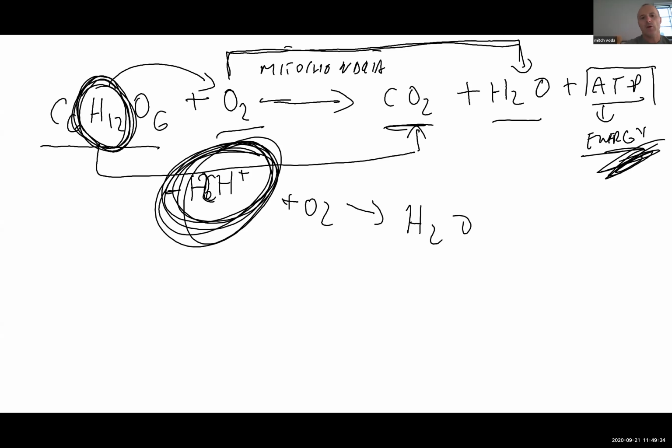Now, as glucose turns into carbon dioxide, it's losing hydrogen and electrons, and the process is called oxidation. So basically, glucose gets oxidized inside the cells. Oxygen picks up the hydrogens, and that process is called reduction.